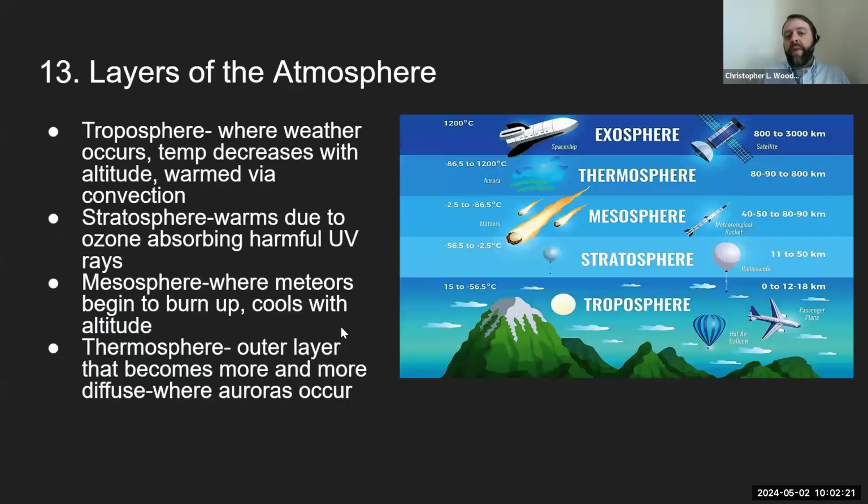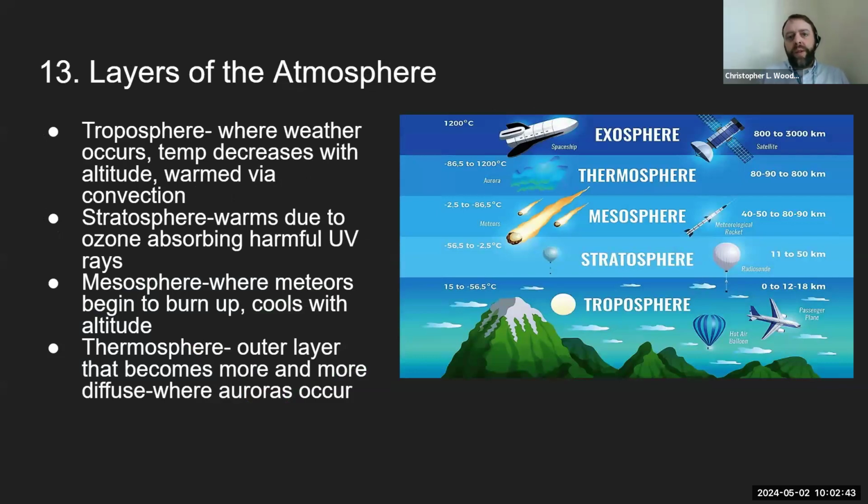Layers of the atmosphere, very basic stuff. Troposphere, lowest part where all weather occurs, temperature decreases with altitude. Stratosphere, this is where the ozone layer is. Ozone protects us from UV radiation from the sun, makes life on the surface of the Earth possible. In this part of the atmosphere, temperature increases with altitude.